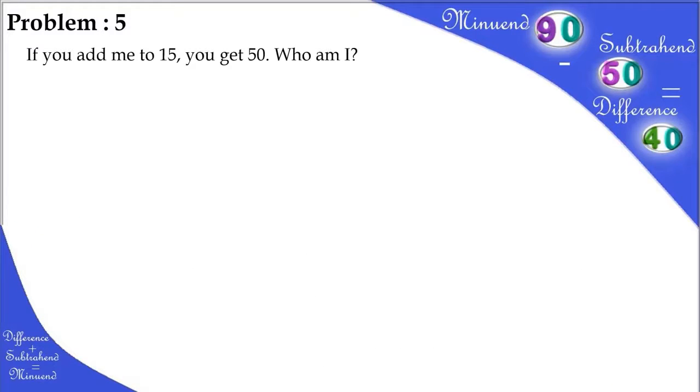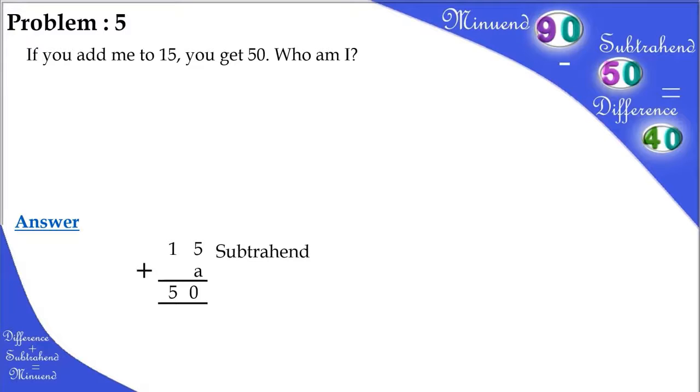Now problem number 5. If you add me to 15, you get 50. Who am I? Answer. First we will take the number as A. 15 plus A is equal to 50. We know that every addition problem can be rewritten as a subtraction problem. We can solve this problem using that concept.